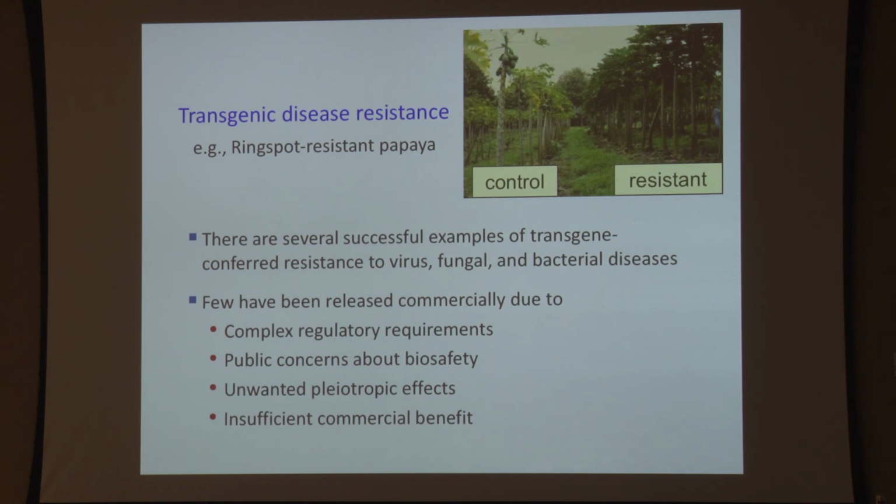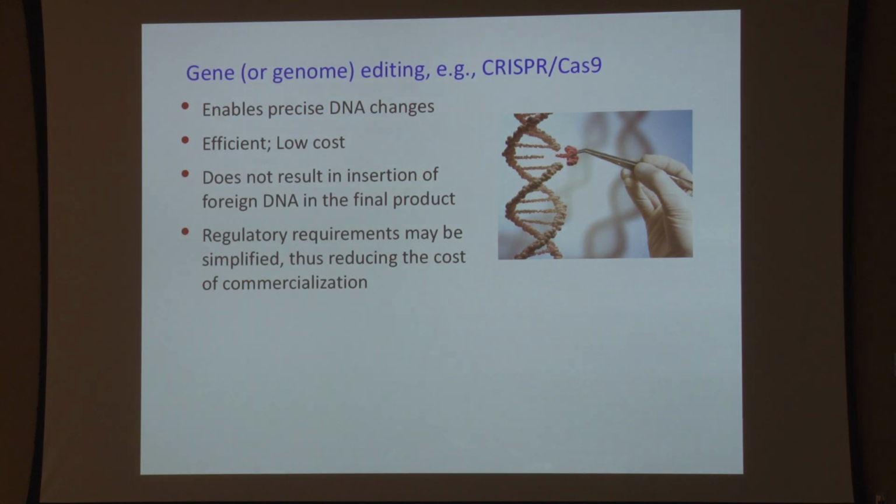If there are pesticides that are reasonably effective and available, then the benefit of investing in a transgenic is less. So we have at least one good example, but what is really gaining attention now is gene editing, especially using CRISPR-Cas9, although there are other systems as well.